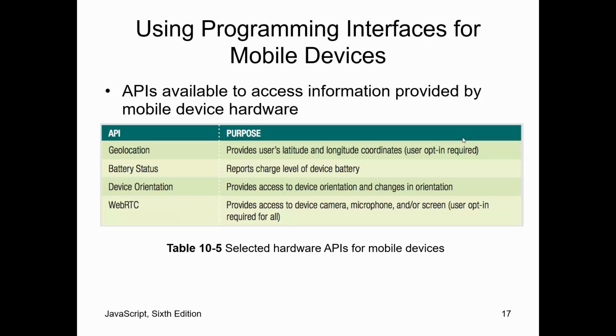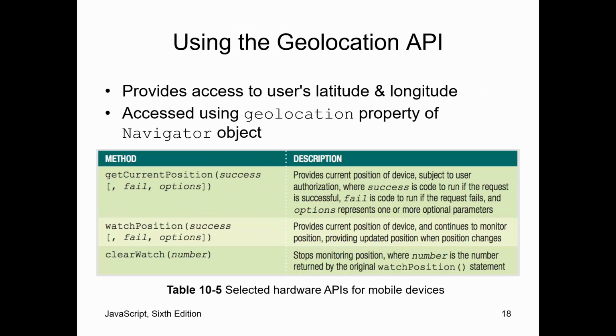And WebRTC, which as it says, and I don't remember what the RTC stands for, but it provides access to the internal camera, microphones, etc. on your machine. So we talked a little about geolocation. Access through the geolocation property of the navigation object. You can get the current position as it says there.